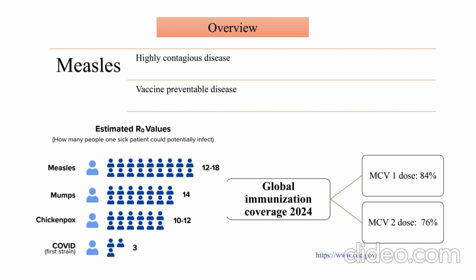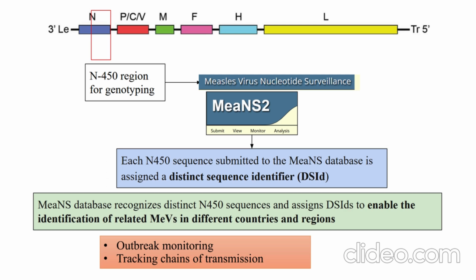So what's the standard tool for this? How do you get the virus's fingerprint? The standard method for genotyping, giving it that genetic barcode, is sequencing a specific region called N450. It's a 450 nucleotide sequence in the nucleoprotein gene. Why that specific bit? It was chosen because it's the most variable coding region in the genome. It changes just enough over time to let us differentiate between different viral lineages or genotypes. And how many genotypes are there?